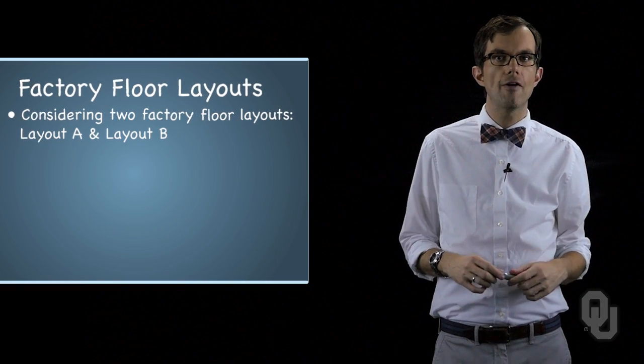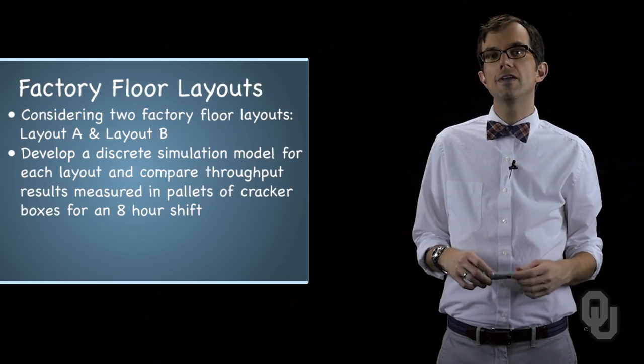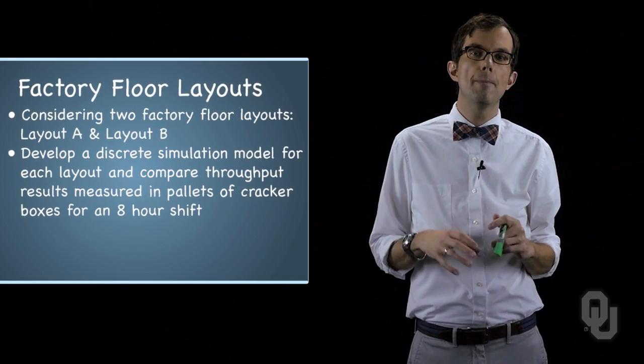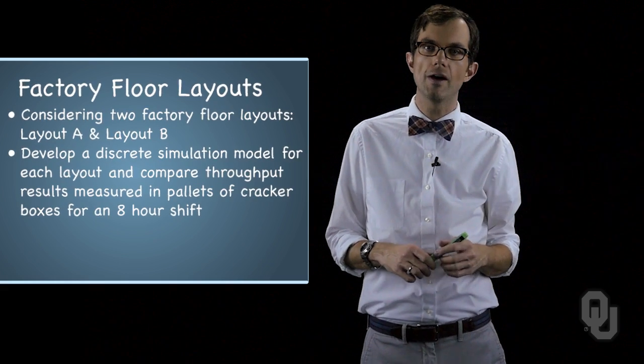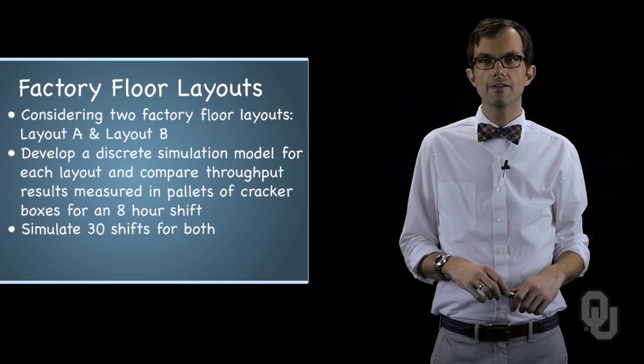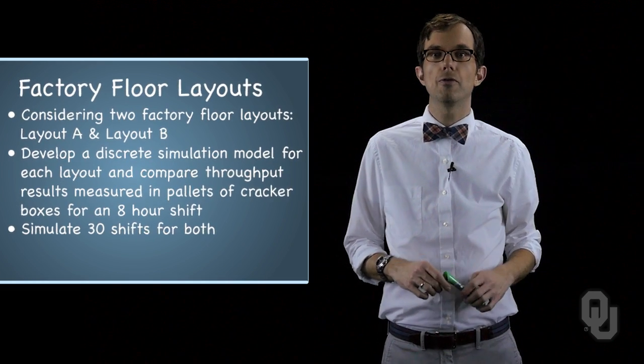You can't go through the effort of changing the physical layout of the factory floor, so you develop a discrete event simulation model for each layout, and then you compare the resulting throughput measured in pallets of cracker boxes, simulated for an 8-hour shift. You simulate 8-hour shifts 30 times over for both layouts.